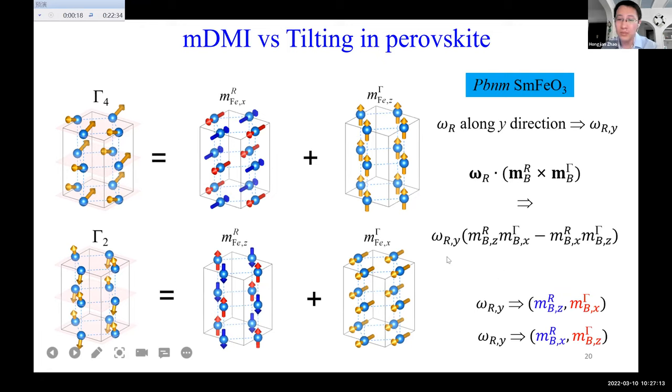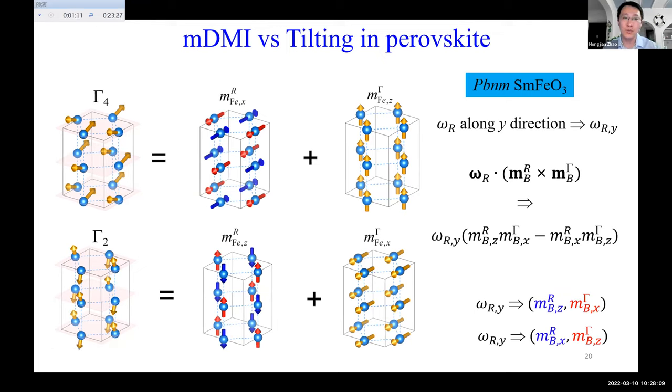Here you will see that because of the existence of the antiphase tilting along the Y direction, the pair, for example, the R-type antiferromagnetism along the Z direction and the gamma-type ferromagnetism along the X direction should coexist. Similarly, the R type along the X direction and the gamma type along the Z direction should coexist as well. So the antiphase tilting distortion makes these two magnetic structures happen simultaneously. This explains why the magnetic structure of samarium ferrite is non-collinear, and it establishes a correlation between the magnetic DMI and the tilting distortion.